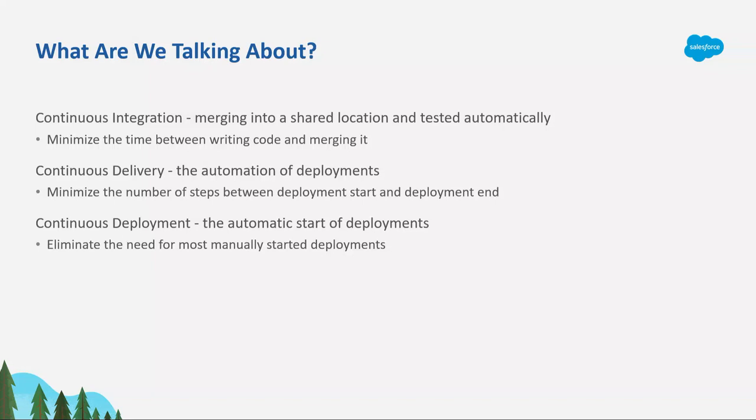Continuous deployment is the automatic start of deployments. It's the idea that you trust your tests and your automated systems enough to serve as the gateway, the checkpoint, before moving from one environment to another. We're going to focus primarily in this session on CI and continuous delivery, not continuous deployment. But it's good to know that that's out there.